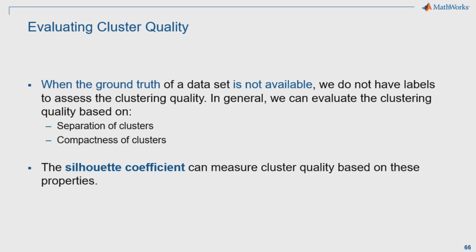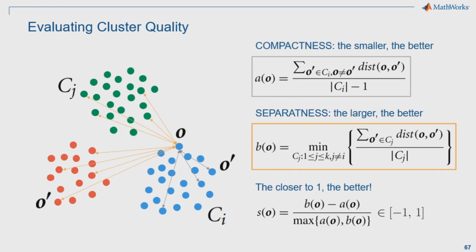The metric that I'm going to explain to evaluate cluster quality in this seminar is the silhouette coefficient. The silhouette coefficient can measure the clustering quality based exactly on these two features, separation of clusters and compactness of clusters, which again is a way and not necessarily the best way to measure cluster quality.